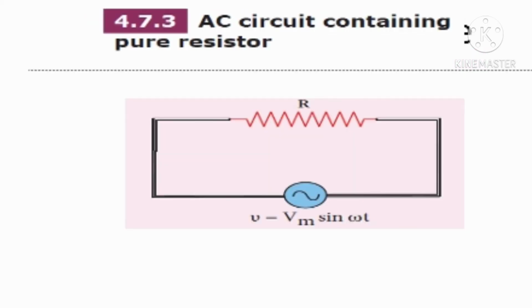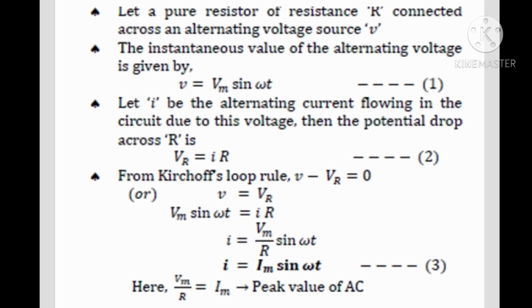Next one is about AC circuit containing pure resistor. Here we are going to determine the expression for alternating current I and the alternating voltage V when the circuit is connected only with a resistor. Let a pure resistor of resistance capital R be connected across the alternating voltage source V. The instantaneous value of alternating voltage can be written as V is equal to Vm sin omega t. This is equation number 1.